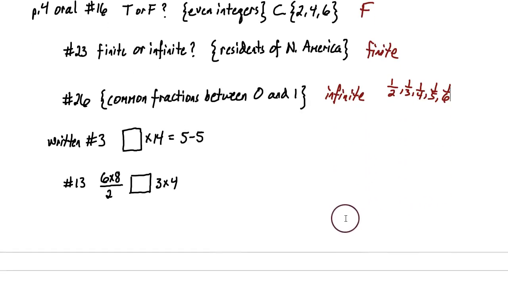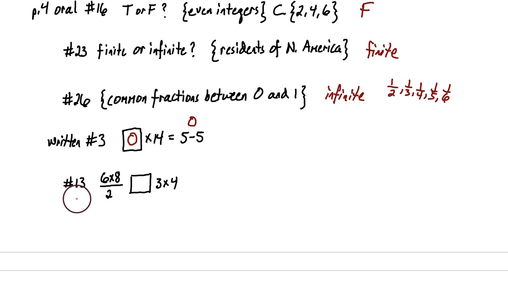Next, number 3. The directions in the book say determine what symbol to fill in for the question mark. I've replaced the question mark with the box. What number times 14 is equal to 5 minus 5? Well, 5 minus 5 is 0. So what number times 14 is equal to 0? That would be 0.